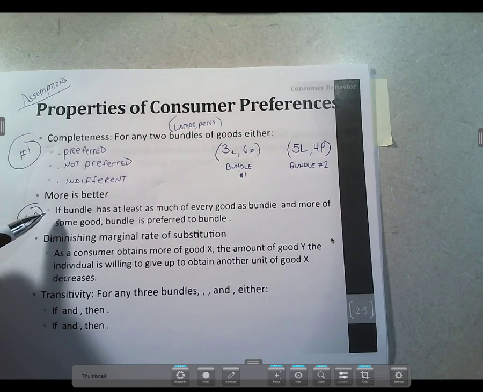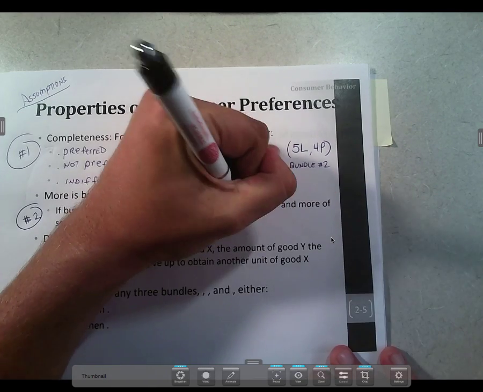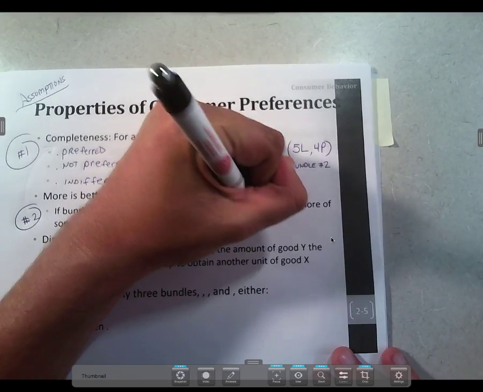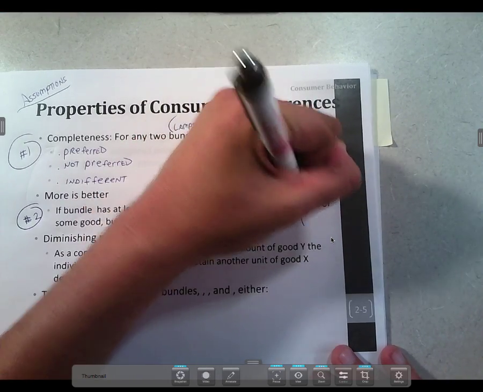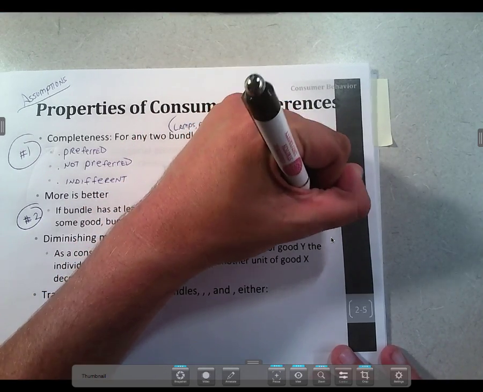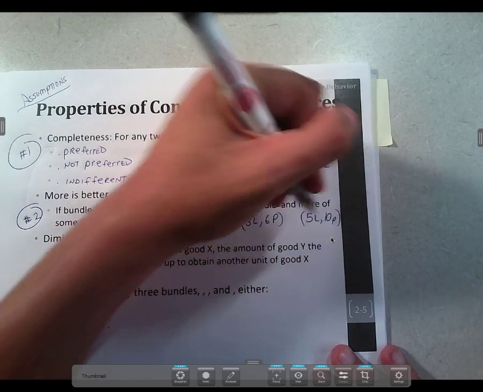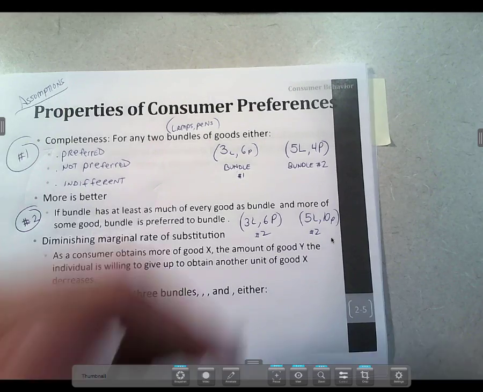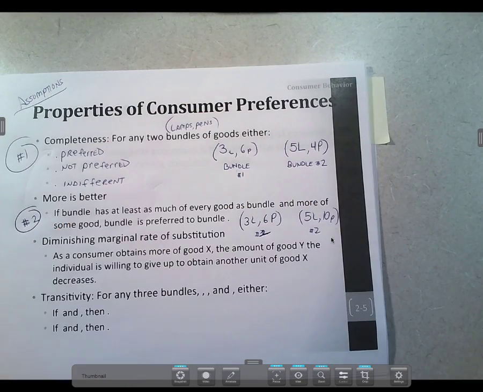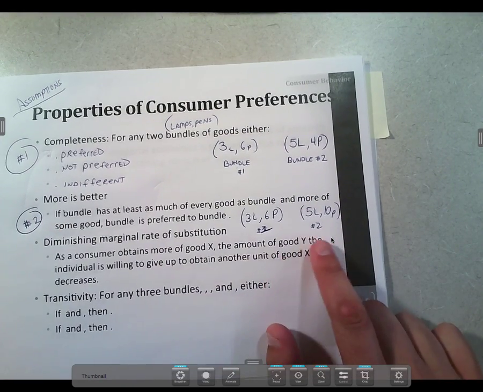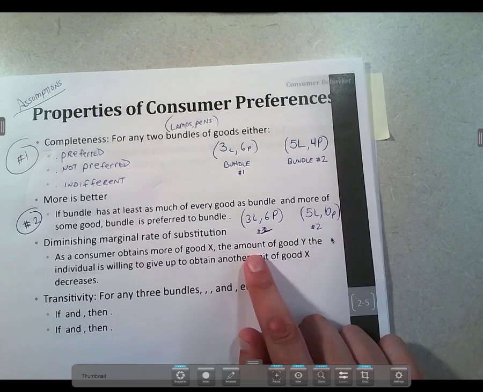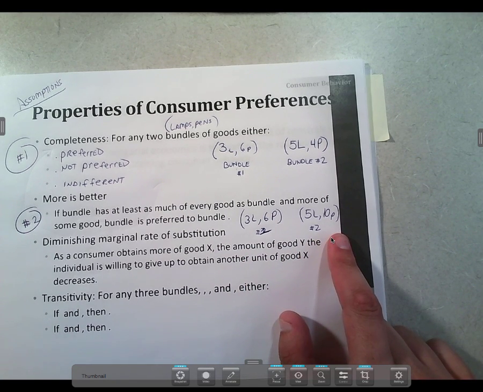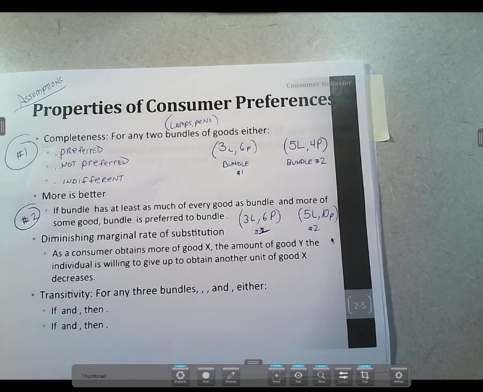All that property number 2 here is saying is that if I had a bundle that had 3 lamps and 6 pens, and another bundle that had 5 lamps and 10 pens, all that this assumption is saying is that bundle 2 would be preferred to bundle 1 because bundle 2 has more of both goods. More is always better.